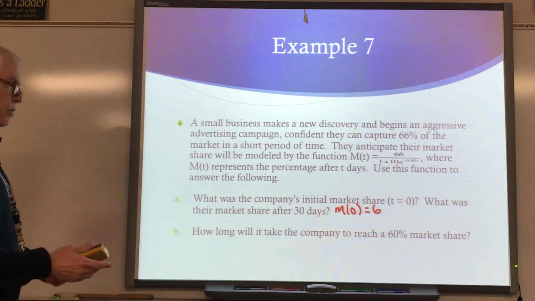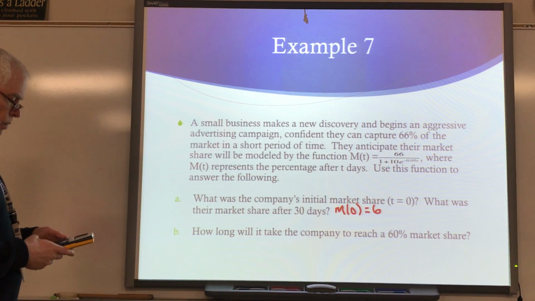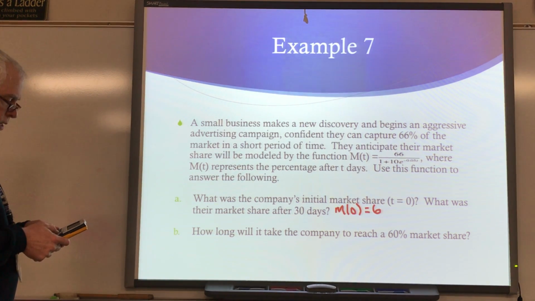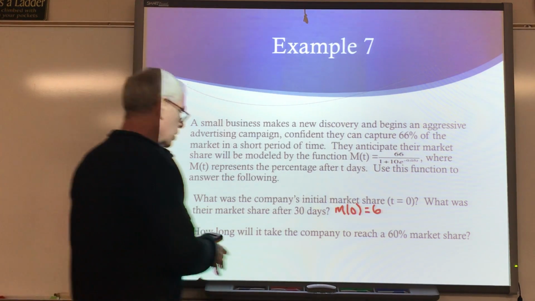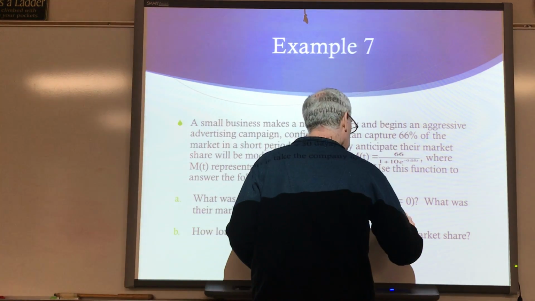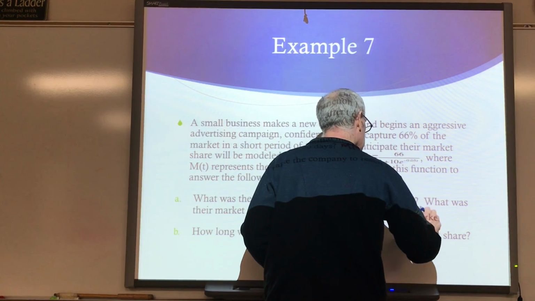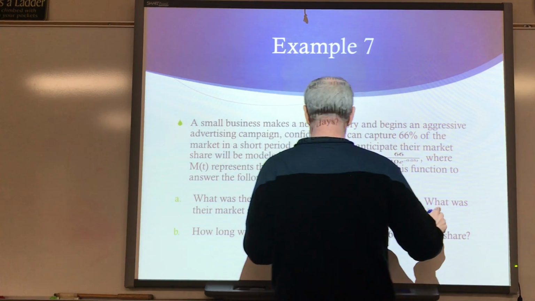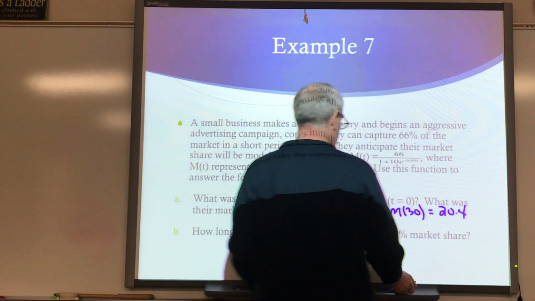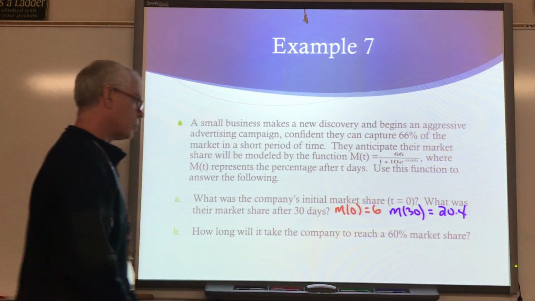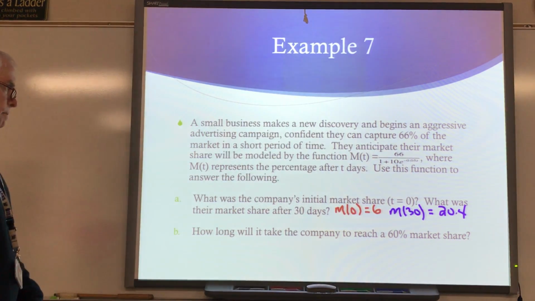Okay? What about after 30 days? Okay, so I'm going to rewrite that same problem, but instead of e to the 0, I'm going to go e to the negative 0.05 times 30, because we're doing it for 30 days. Okay? Well, this one, M of 30, is 20.4. So after 30 days, we'll hold 20.4% of the market.